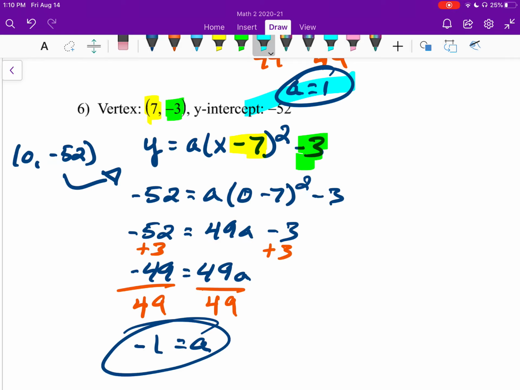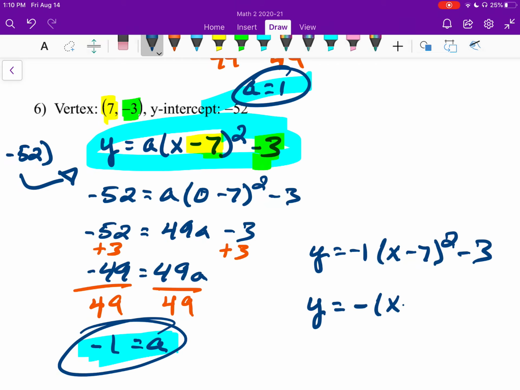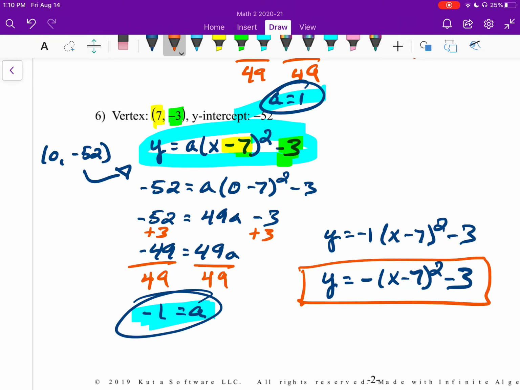And just like in the last problem, I'm going to plug this into, where is it? This one up here. So whenever I do that, I get y equals negative 1(x minus 7) squared minus 3. And I can drop that 1. Well, I don't really drop it. I drop the 1. The negative stays there. And I get y equals negative (x minus 7) squared minus 3. And there's my answer.